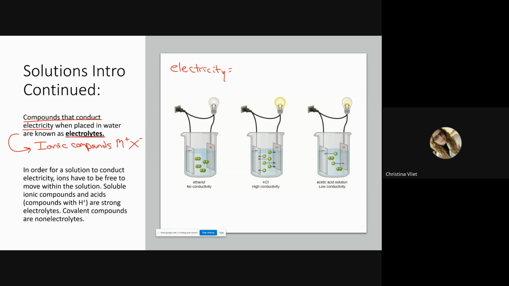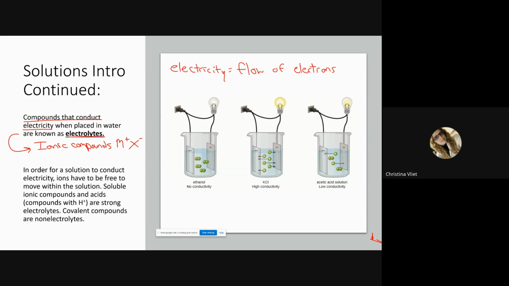So you want to write that down. In order to have electricity, you have to have a flow of electrons. If you do not have a flow of electrons, you cannot have electricity. So you need electrons that are free to move, basically. And the idea of an electrolyte is the charges that are free to move are the ions. Because they have charges, they're free to move.